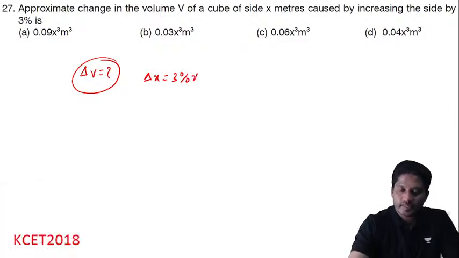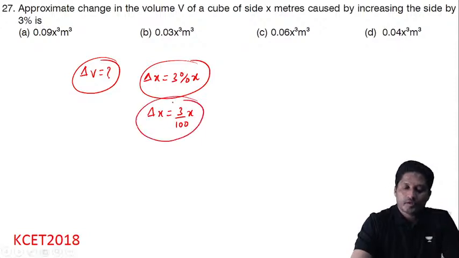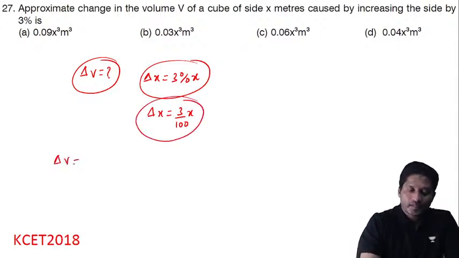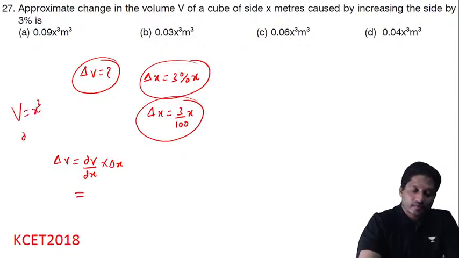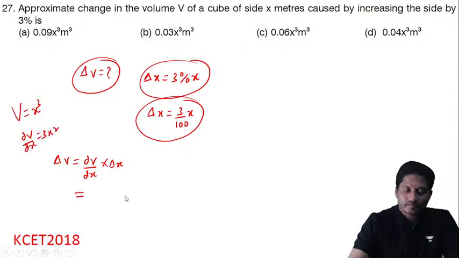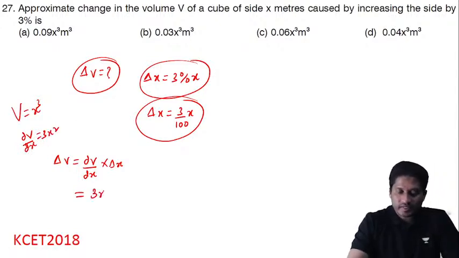Suppose they give the change by decreasing the side by 3%, which means take minus 3%. So delta x is 3 by 100 of x. Now delta y is equal to dy by dx into delta x. The volume of a cube is x cube, so dv by dx is equal to 3x square. Delta x is 3 by 100 of x.